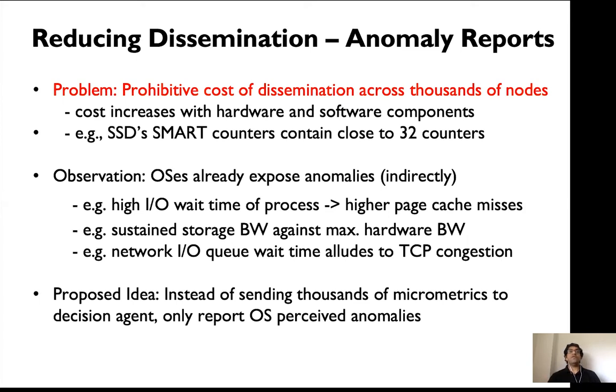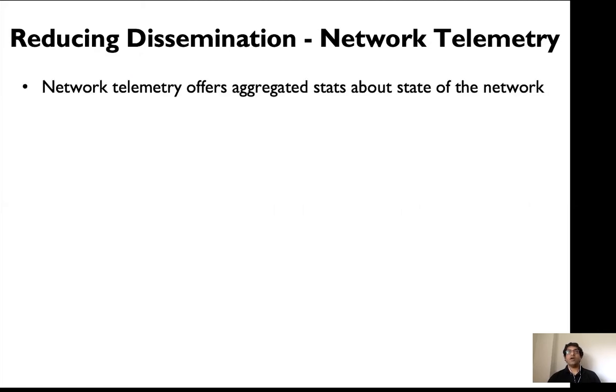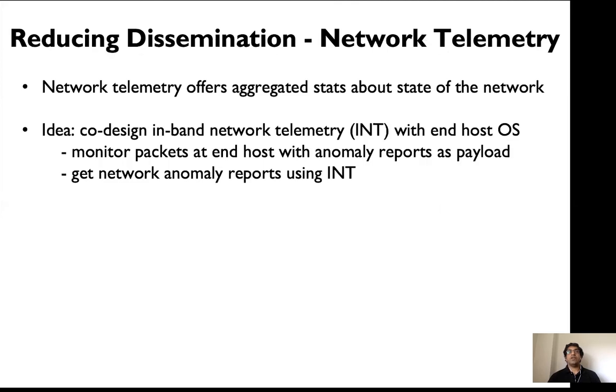Now, the next question is how frequently should we send anomalies to the inference engine? And what is the best mechanism to send them? Unfortunately, there is no good mechanism to send this information, but we observe that modern enterprise systems have network telemetry, which offers aggregated stats about the state of the network. Therefore, we propose co-designing this network telemetry, for example, in-band network telemetry, to not only collect network level information, but also collect host level information.